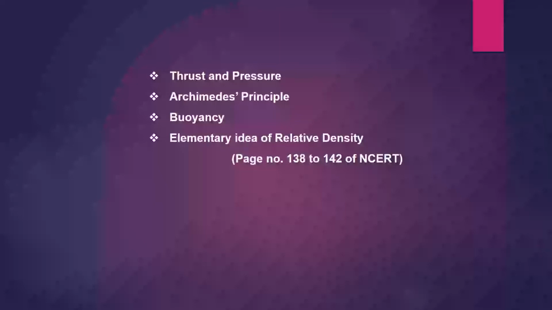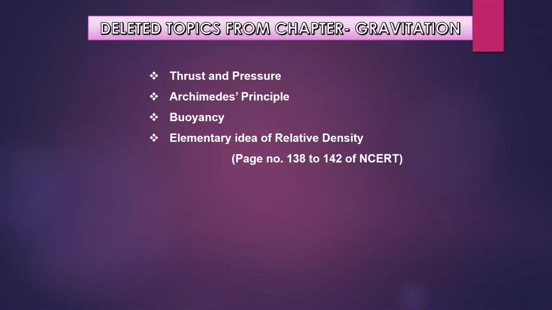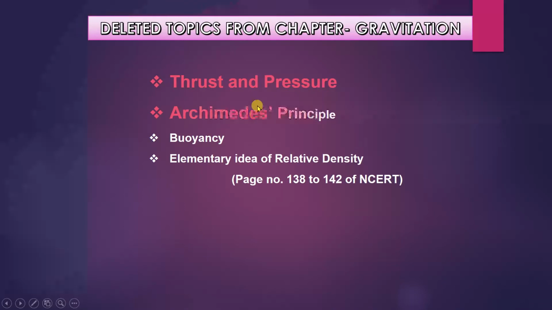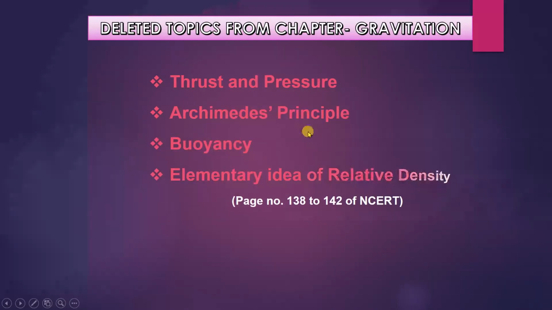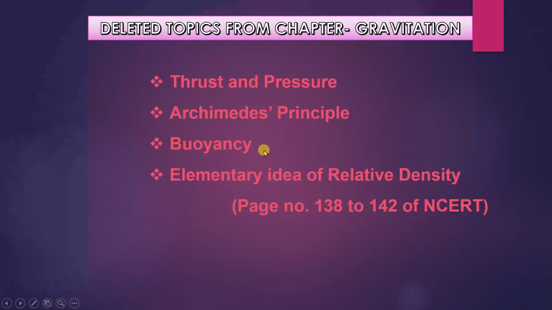Before starting, let's see what topics have been deleted from this chapter. Please note, students, that from page number 138 to 142 of your NCERT class 9th book, these topics have been removed for this session. The first is thrust and pressure, then Archimedes principle, then buoyancy, and then the elementary idea of relative density.